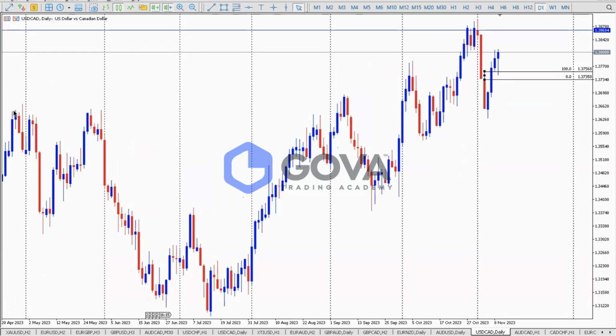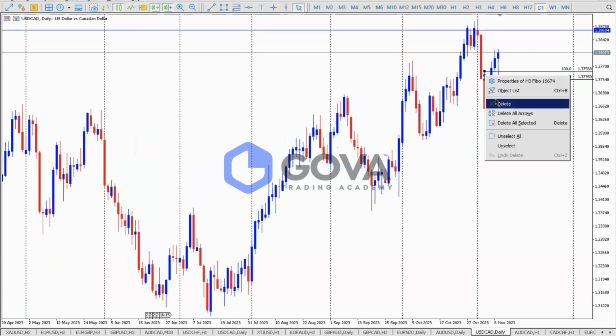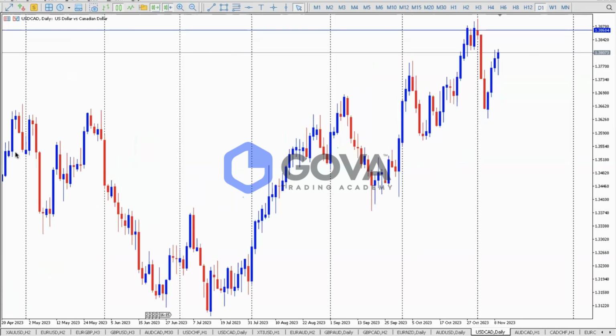And I like what Mammon did. Mammon did a very good job of identifying what market structure is. You can see market has been doing something like this in the past. For example, let's say this area has not happened yet as at the time of the analysis.